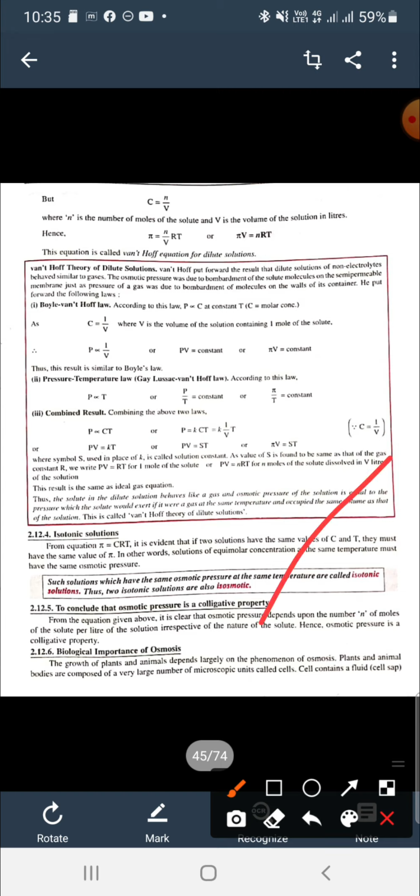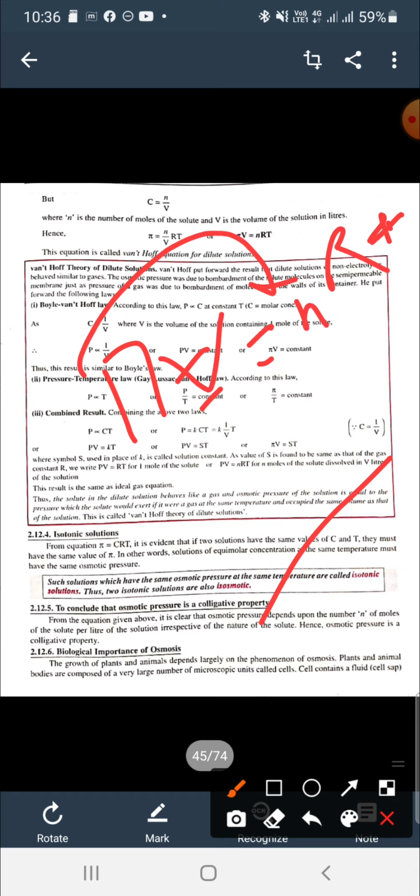Now to conclude that osmotic pressure is a colligative property, you can clearly see that pi V is equal to nRT. Pi is directly related to n, that is, it totally depends upon the number of moles. And whenever any quantity depends on the number of moles, then it will be a colligative property.